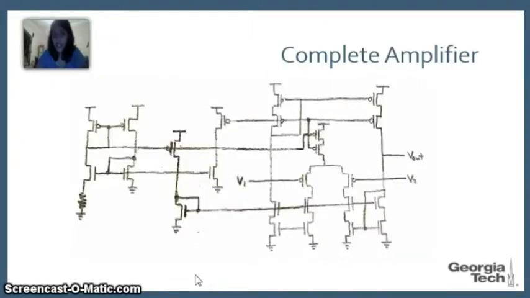This shows the picture of the complete amplifier. Here is the differential amplifier we have used, and this is the bootstrap current source which is being used to bias this amplifier. The P FET here is used to bias the P cascode, and the N FET here is used to bias the N cascode.